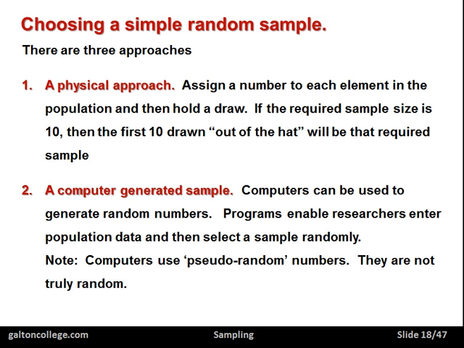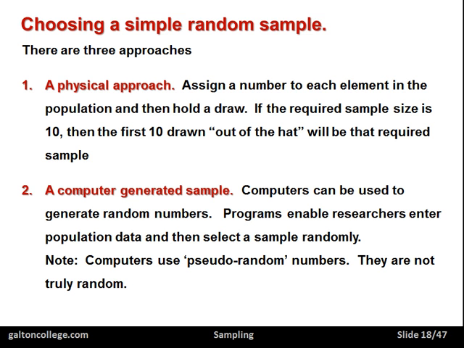It could be a computer-generated sample. Computers can be used to generate random numbers. Programs enable researchers to enter population data and then select a simple sample selected randomly. However, computers don't actually use random numbers. They use what's known as pseudo-random numbers. They're not truly random.